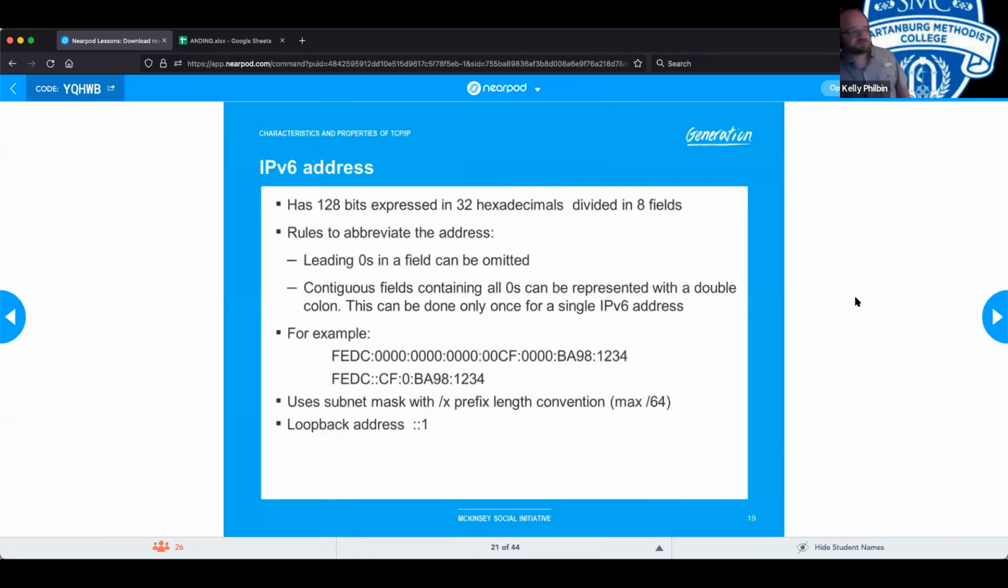All right. IP version 6. We kind of talked about this earlier. It is a 128-bit address, so 128 ones or zeros, expressed in 32 hexadecimal characters divided into 8 fields separated by colons. So it's 4 characters per group, 8 groups.